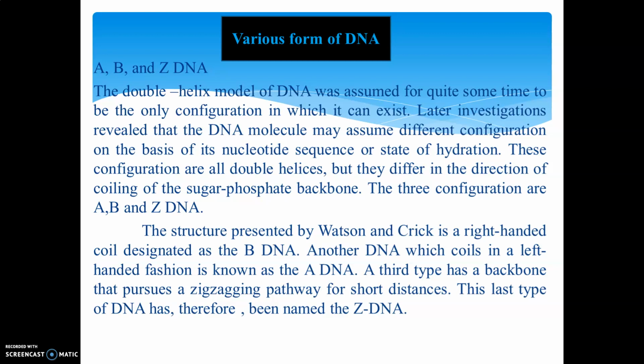The structure represented by Watson and Crick is a right-handed coil designated as B DNA. Another DNA which coils in a left-handed fashion is known as A DNA. A third type has a backbone that possesses a zigzagging pathway for a short distance. This last type of DNA has therefore been named Z-DNA.